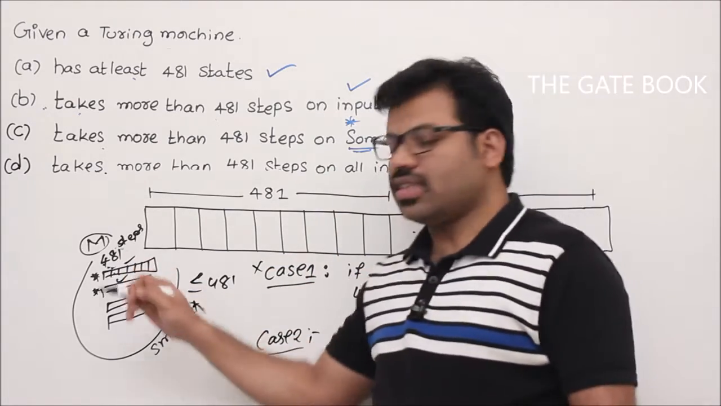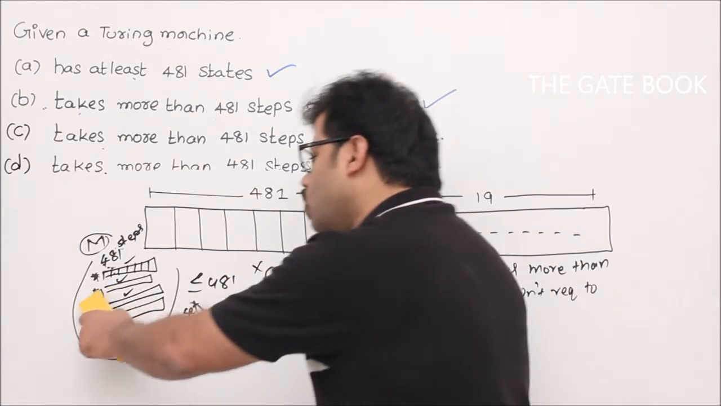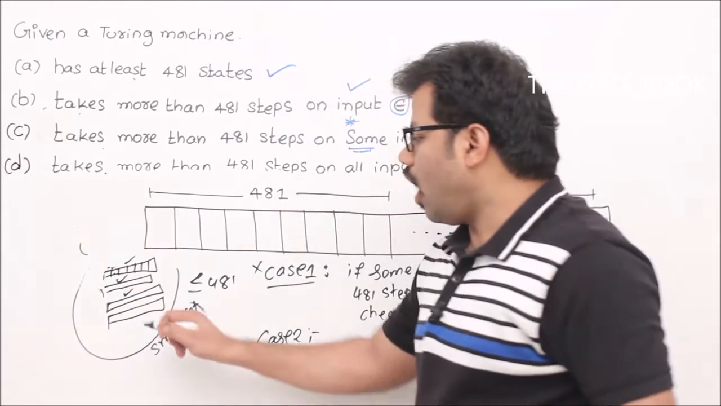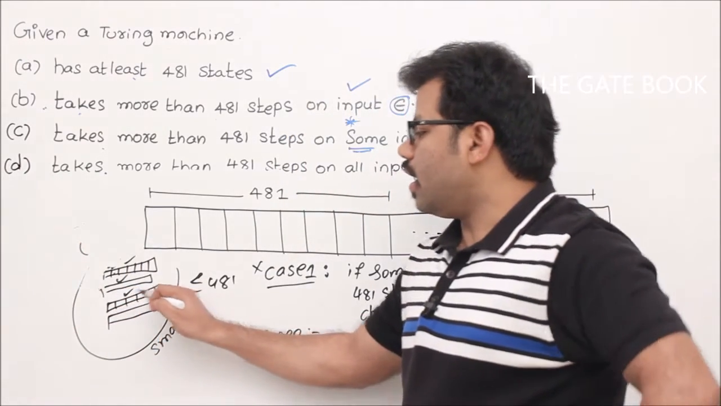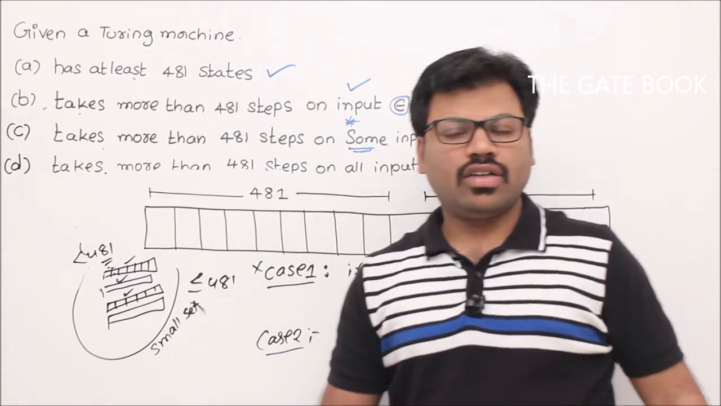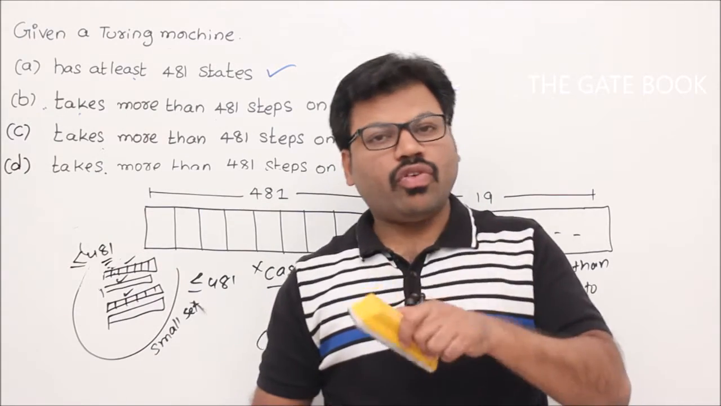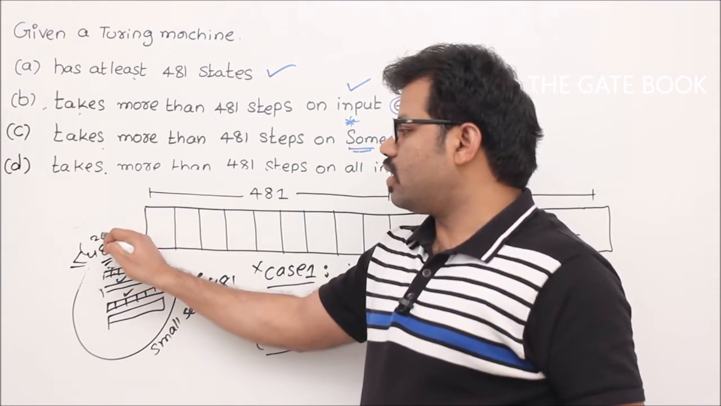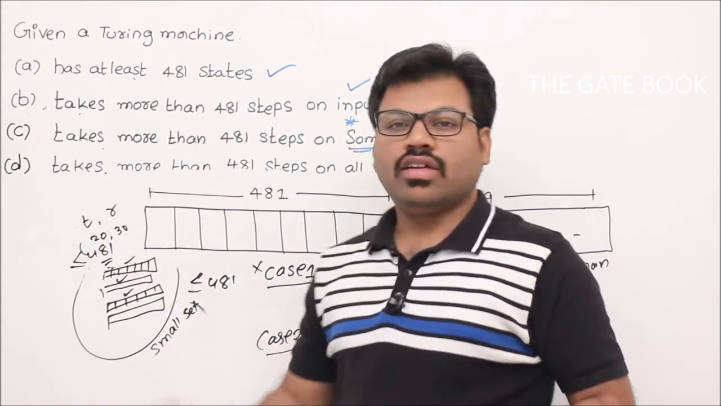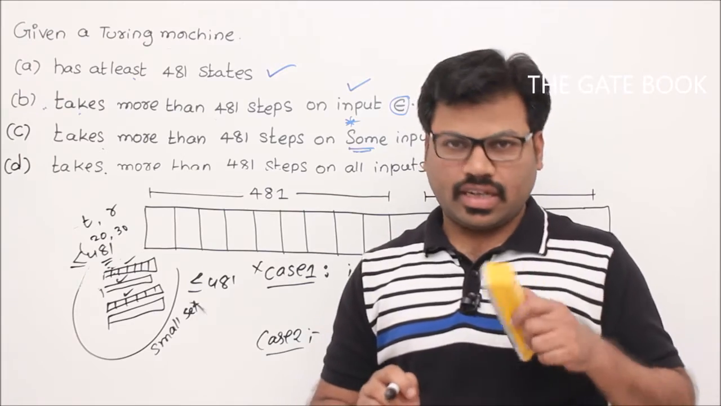Some string takes more than 481 steps, correct? So now what if no string takes 481 steps? We will see. That means all your strings are taking less than 481 steps. Taking less than or equal to 481 steps means that maybe after 20 steps or 30 steps, they are going to T state or R state. Then only we'll get the clarity about the Turing machine's acceptance or rejection, correct?